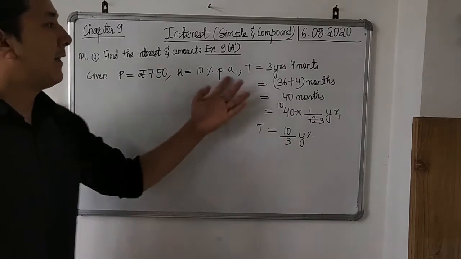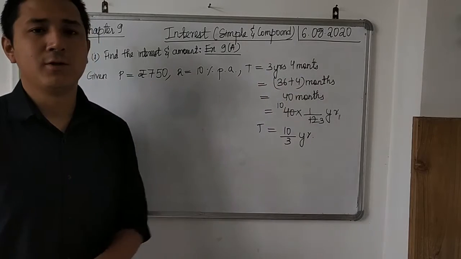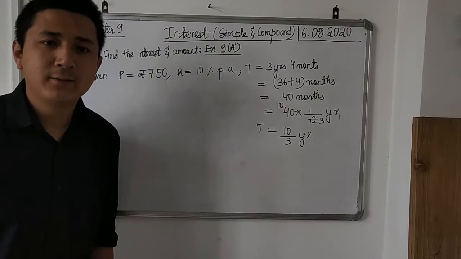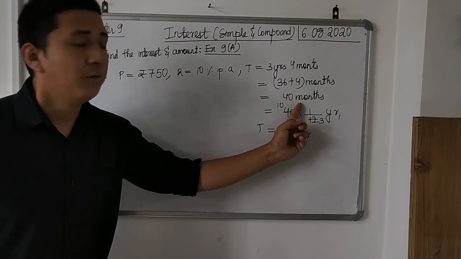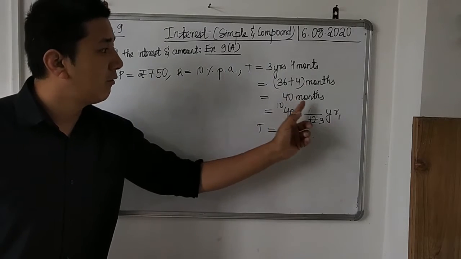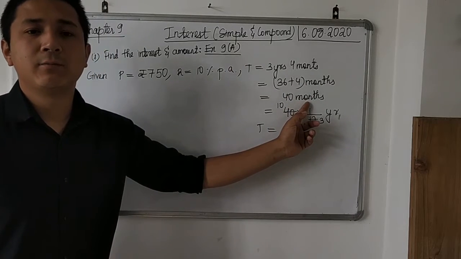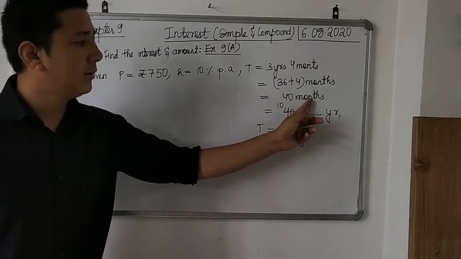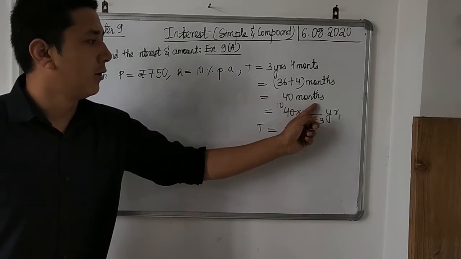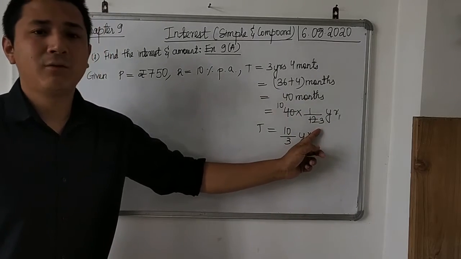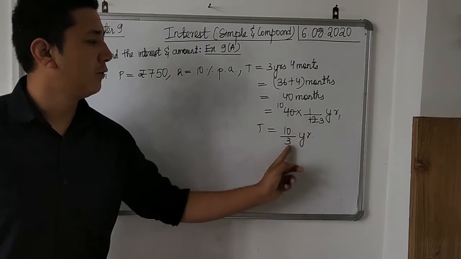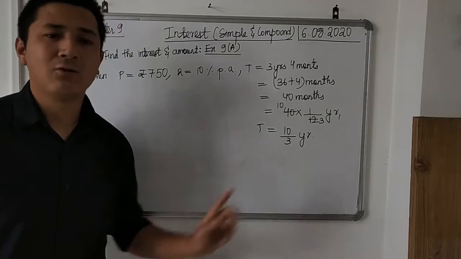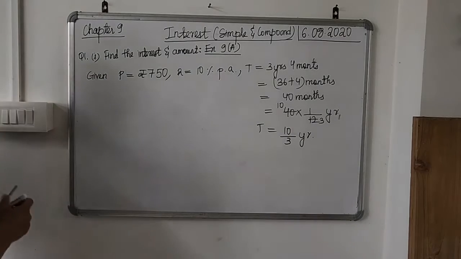The time given to us is 3 years 4 months. So 3 years means 36 months plus 4, which gives you 40 months. This is in terms of months, but we need to calculate in terms of years. We know that 1 month is equal to 1 by 12 year. So convert this in terms of years: 40 by 12, which is 10 by 3. So your time is 10 by 3 now. And now we need to calculate the interest.